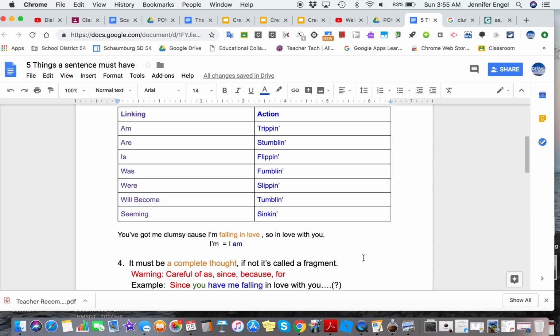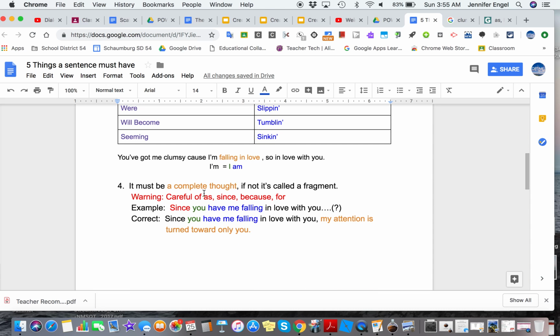In addition to that, your sentence should be a complete thought. So, what is she doing? She is falling in love. So that's a complete thought right there. I am falling in love. If it is not a complete thought, then that is called a fragment.